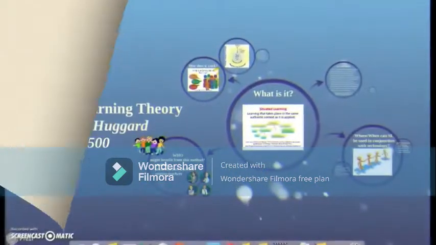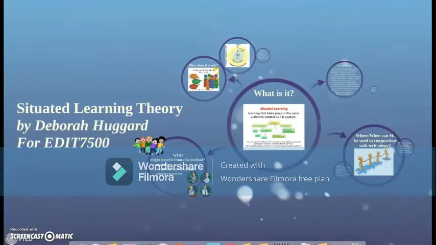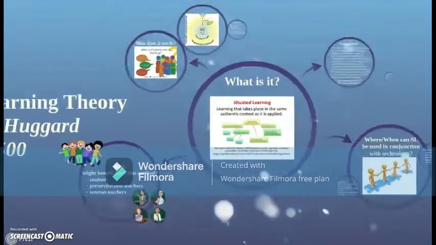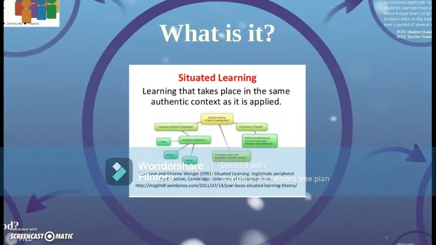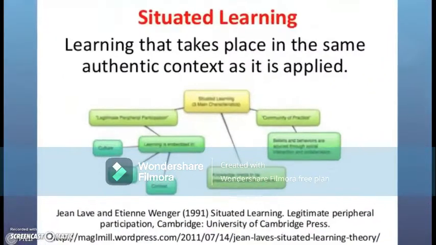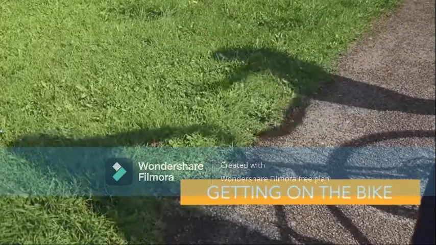Hi, I'm Deborah Huggard, and this presentation is on situated learning theory. Situated learning is a theory presented by Jean Lave and Etienne Wenger. It's a theory that learning best occurs embedded in an authentic situation where the activity or belief, behavior, or culture to be learned is taking place. It's all about learning in context, such as the way most people learn to ride a bike.